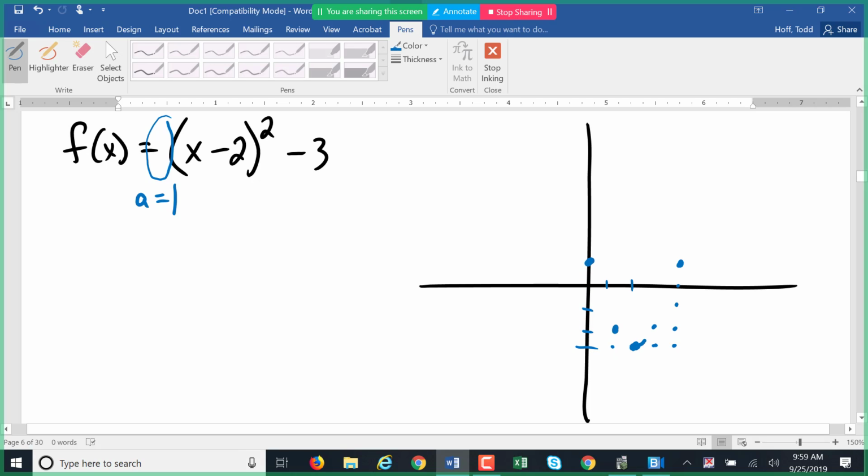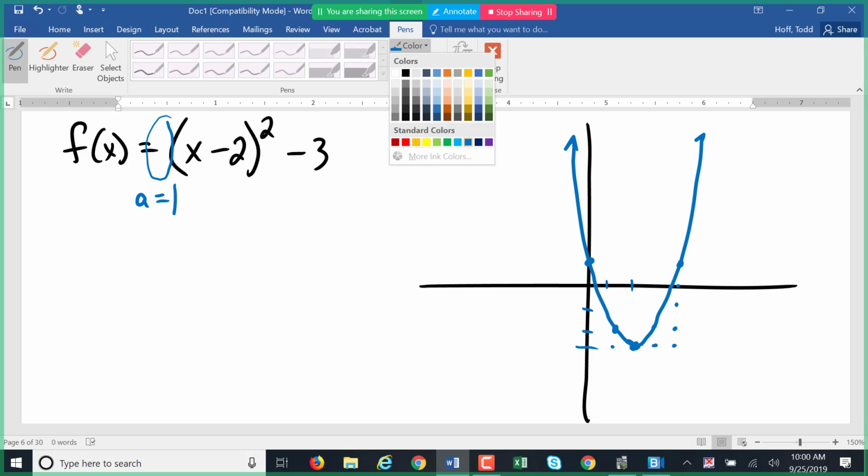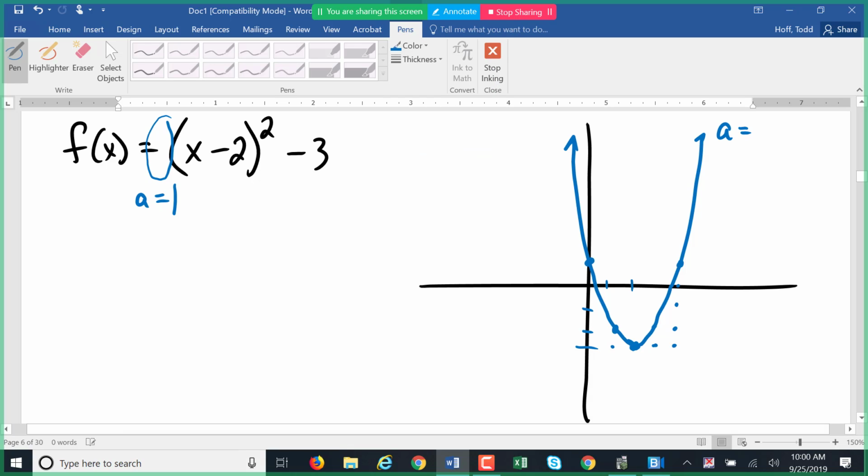So my parabola is drawn through those points. So that is the approximate shape of a parabola where a equals 1. So how does a change that basic shape? Well, let's make a equal 2. That's going to be a common value of a for us.